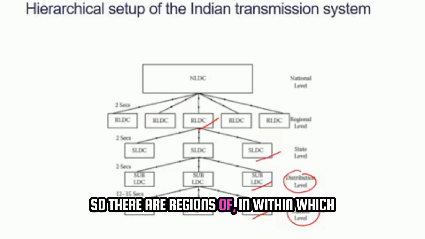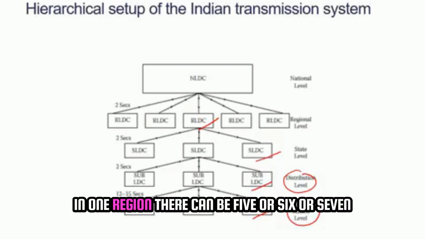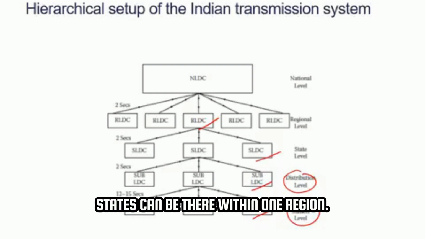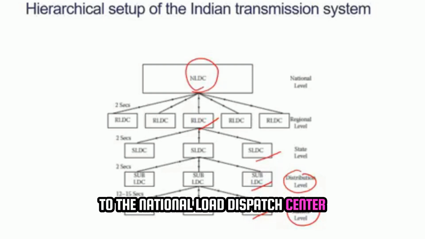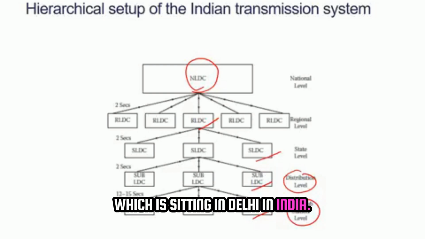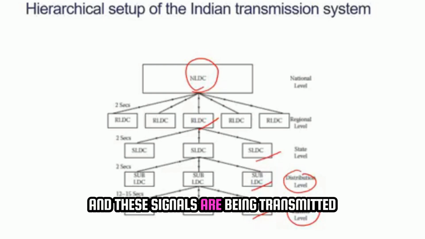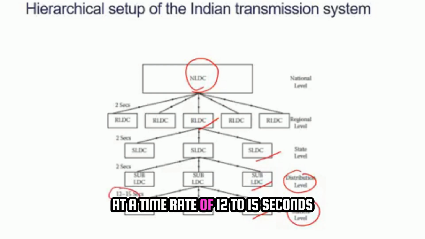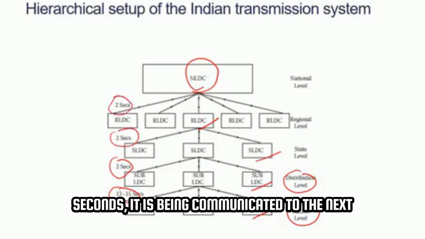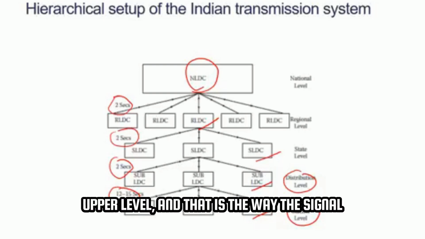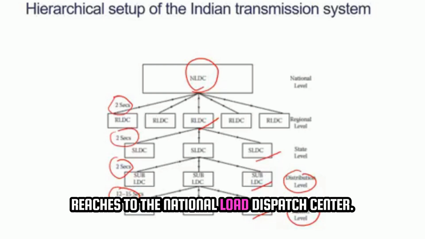There are regions, within which one region can have 5, 6 or 7 states. That RLDC again processes the data and sends the signal to the national load dispatch center, which sits in Delhi in India. These signals are transmitted at a time rate of 12 to 15 seconds at the lowest level. Then every 2 to 3 seconds, or 2 to 5 seconds, it is communicated to the next upper level, and that is the way the signal reaches the national load dispatch center.